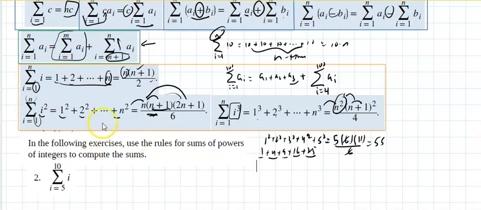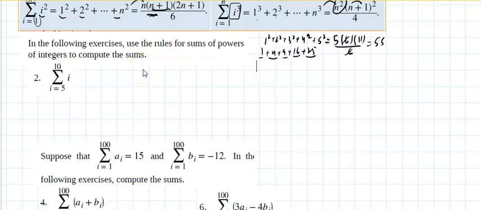But we need those formulas. So we want to make sure we understand how this works. For the following, let's say I'm starting at 5, not at 1. Well, then the formula doesn't apply. You take 5 plus 6 plus 7 plus 8 plus 9 plus 10. And you just add those.